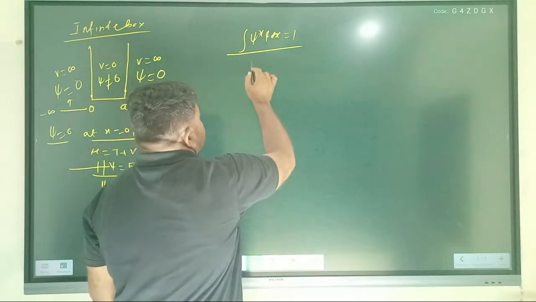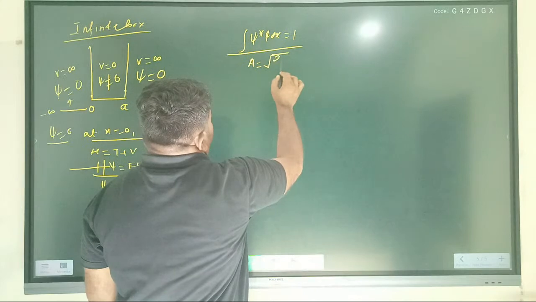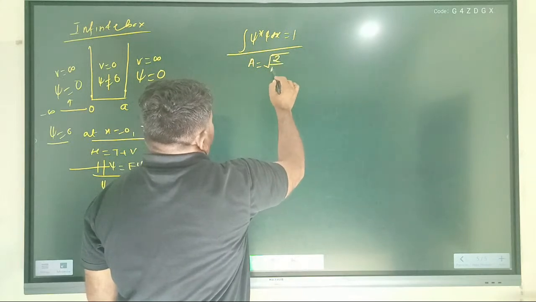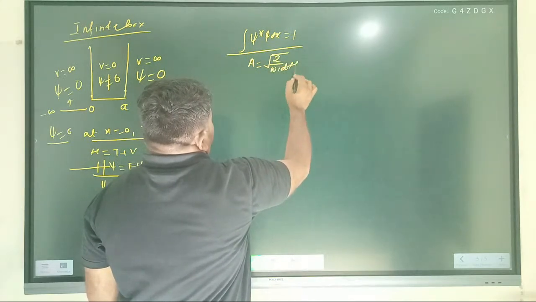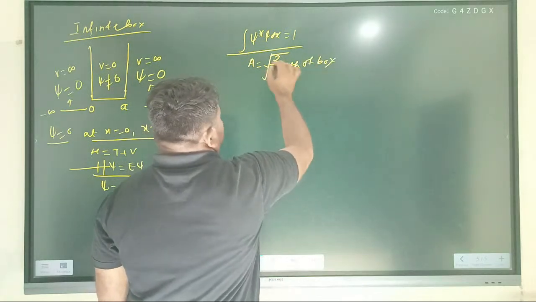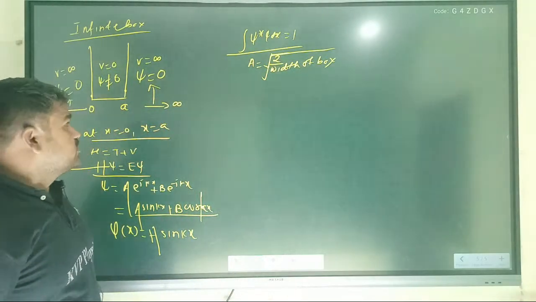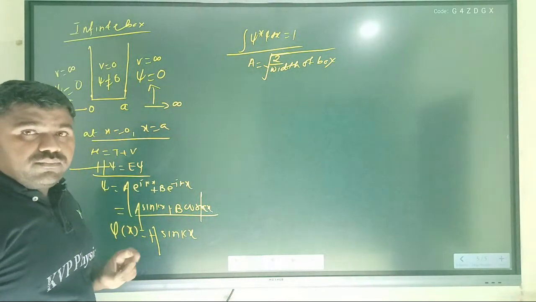Then what is the value of A? A is simply root of 2 upon the width of the box. What is the normalization constant? Root 2 upon the width of the box. What is the width of this box? The width of the box is a.